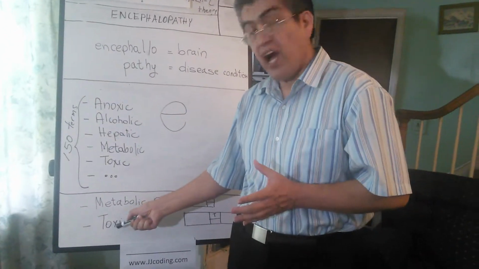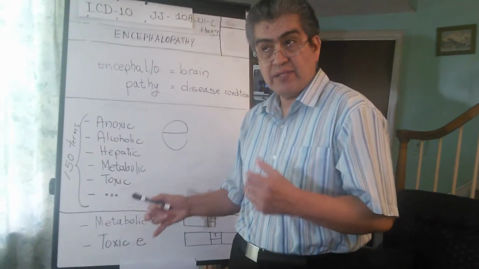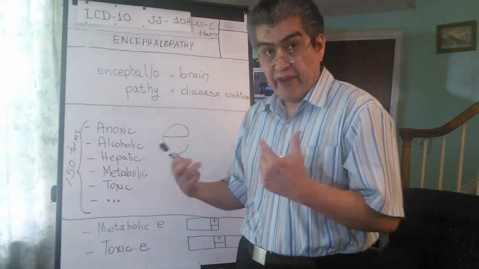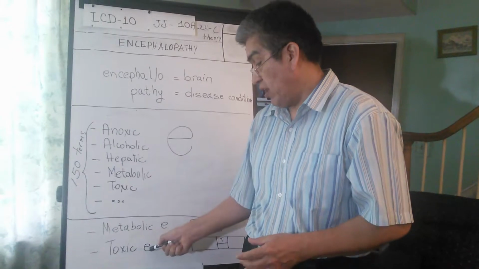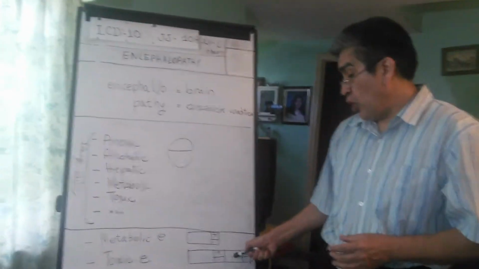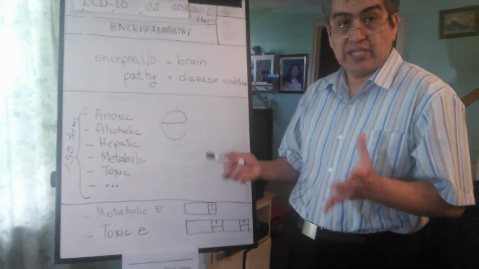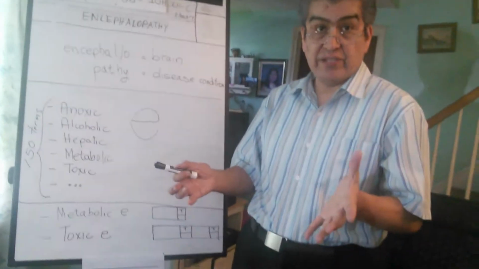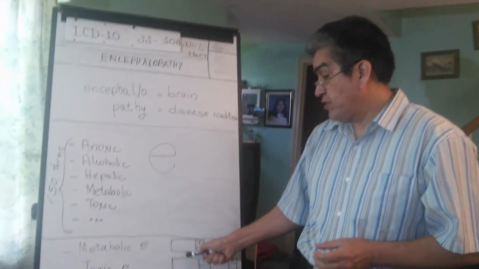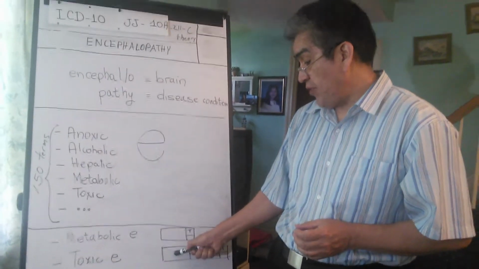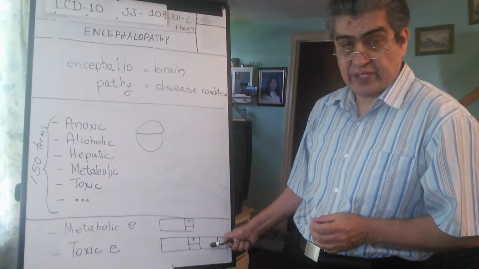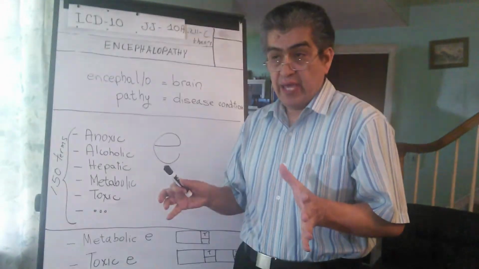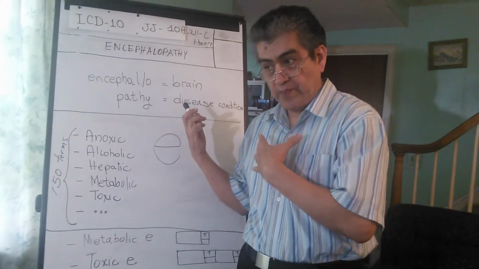The next one that we're going to see is toxic encephalopathy, and toxic means poison. So if you have some contact with a poisonous substance that affects your brain, that becomes toxic encephalopathy. Now for these, there can be two codes or one code. One code if there's no toxic agent, so it's just a general toxic encephalopathy. Now if there's a toxic agent, you have to code the code for encephalopathy, and then you have to put the toxic agent.